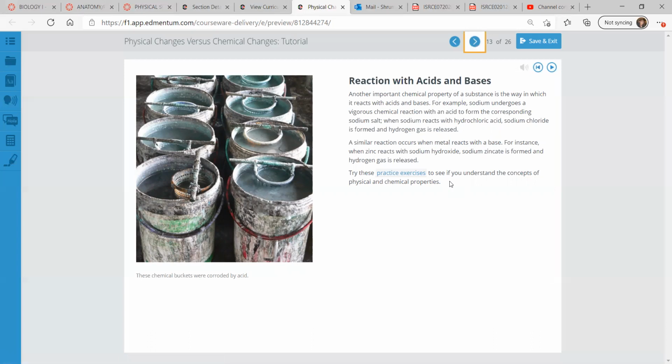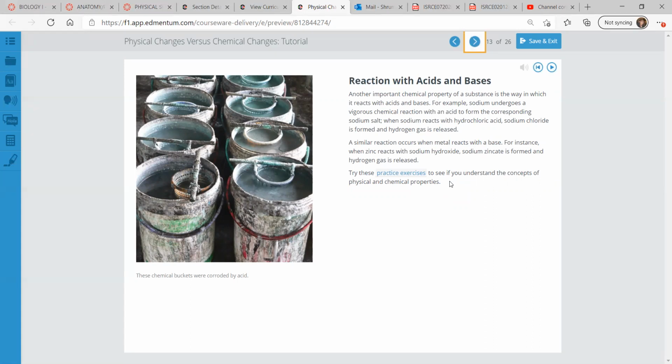Another way to look at things: reaction with acids and bases. Another chemical property is the way a substance reacts with strong acids or bases. For example, sodium undergoes a vigorous chemical reaction with an acid to form the corresponding sodium salt. When sodium reacts with hydrochloric acid, sodium chloride is formed and hydrogen gas is released. A similar reaction occurs when a metal reacts with a base. For example, when zinc reacts with sodium hydroxide, sodium zincate is formed and hydrogen gas is released.